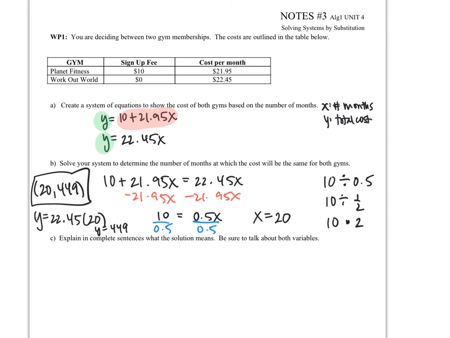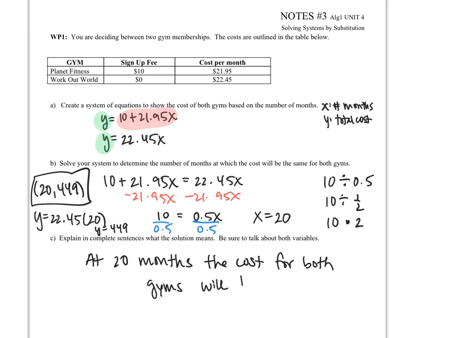sure to talk about both variables x and y. So I know that x is my number of months, and I know that y is my total cost. And so what this means is that at 20 months, the cost for both gyms will be $449. Make sure you're saying that they're just the same, which is true, but specifically what that cost is of $449.